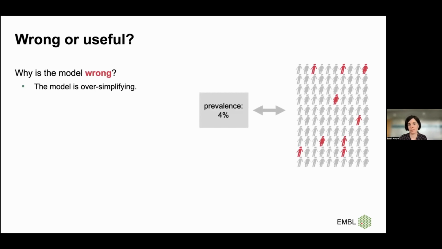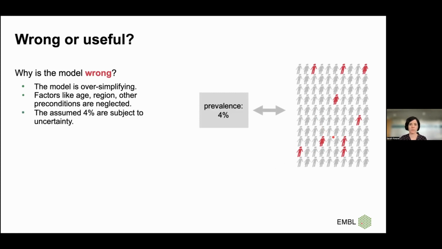So it's wrong because it's oversimplifying. For sure it is, right? Factors like age, the region where participants live, or other preconditions are completely neglected. And for sure, our test group of 100 persons is not completely representative of the whole population. Also, where does this 4% come from, right? We assume 4%, and it has also been measured, hopefully, at some point, also on some group that was for sure not 100% representative for the population. So these 4% here are also subject to uncertainty.